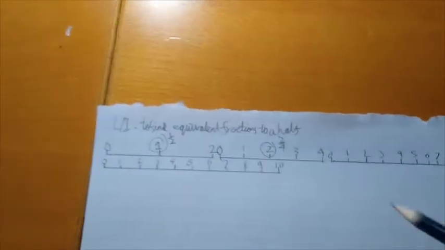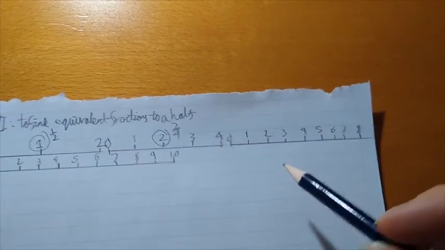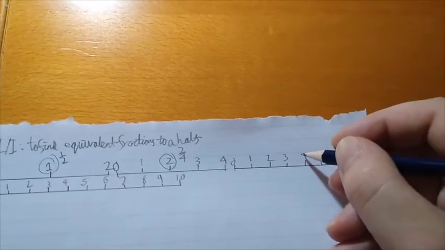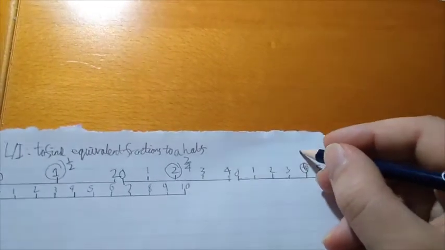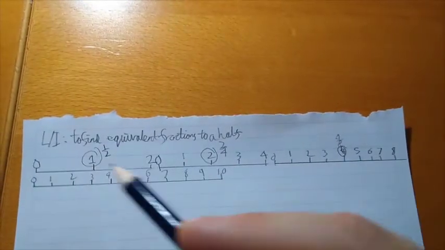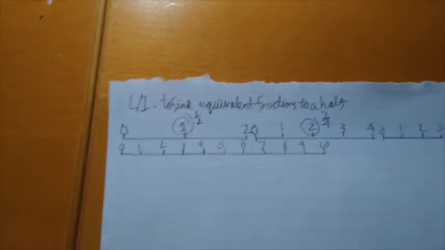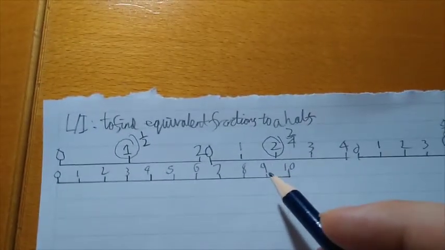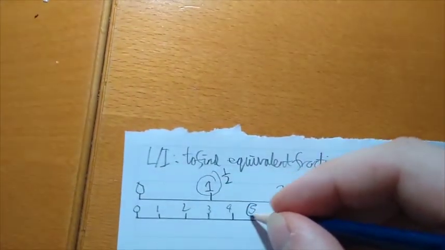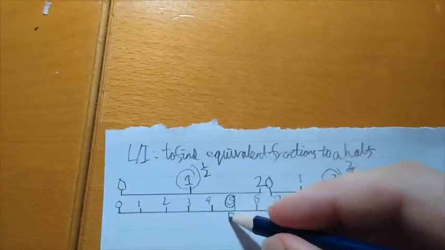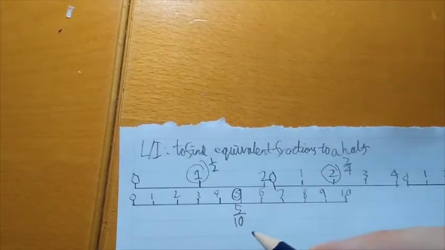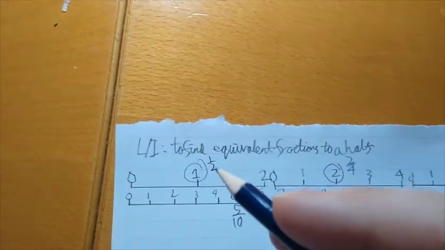For this next number line, we have a number line going up to 8. If we count down 8, 7, 6, 5, 4, 4 is the halfway point. So this is 4/8, which is equivalent to 1/2. Let's go down from 10. 10, 9, 8, 7, 6, 5. So this is 5. 5/10, so 5 out of 10, which is the halfway point, is equivalent to that of a half.